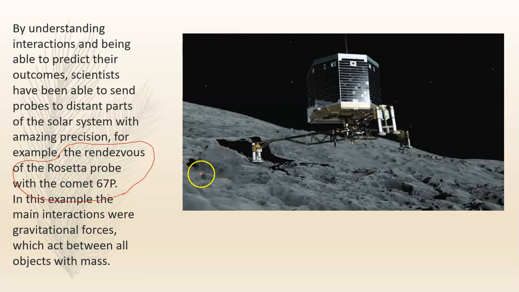In this example, the main interactions were gravitational forces, which act between all objects with mass. So the purpose of this example is that these interactions were between the gravitational forces and all objects having mass. This is why we give this example as an example of interaction, to show that all the objects having mass have interaction based on the gravitational force.